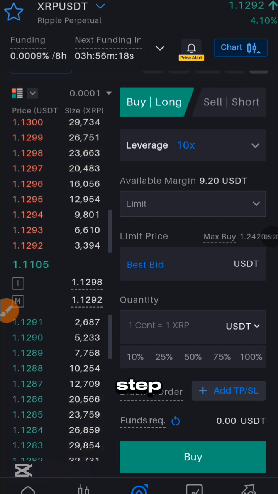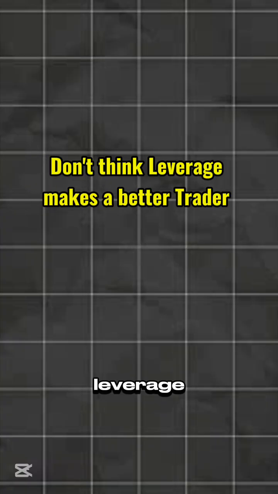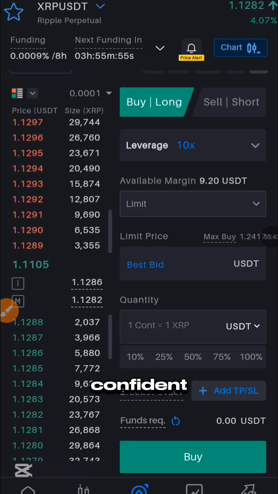Now, step 4, how to use leverage safely. So how do professional traders use leverage safely? First, don't think leverage makes you a better trader or makes you a very confident trader. It doesn't. It only makes your wins and losses bigger.